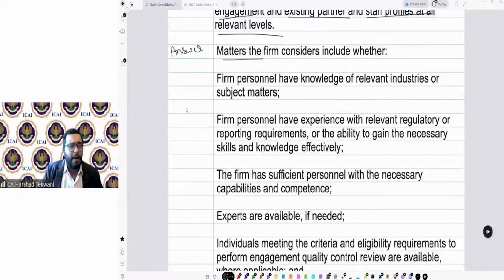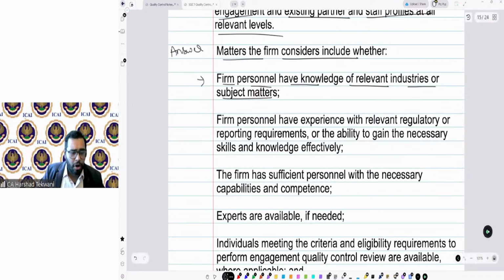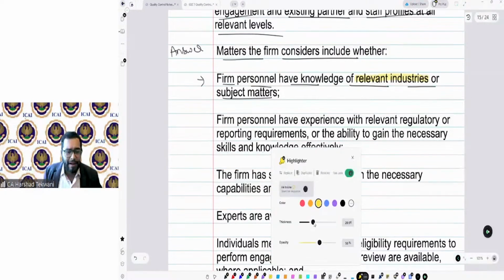The matters to be considered to understand whether they have the competency, capability, and resource. First is, firm personnel have knowledge of the relevant industry or the subject matter. For example, you got the audit of Reliance Energy Limited, or something on a similar line, Adani Energy, Adani Green Energy. First of all, do you have the knowledge of the relevant industry or not? That is very important to understand.